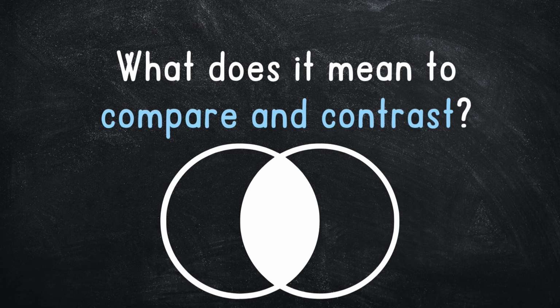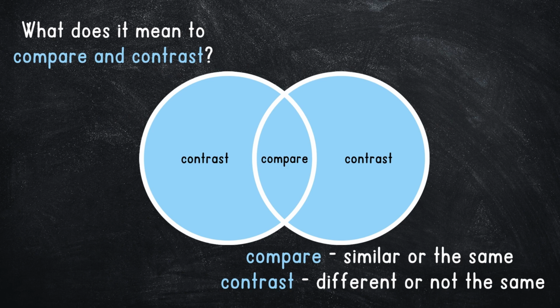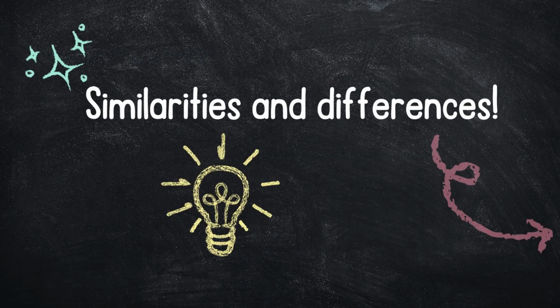Here we have a Venn diagram, and this is what we use when we compare things and contrast them. Compare means similar or the same, and contrast means different or not the same. Now let's look at an example.